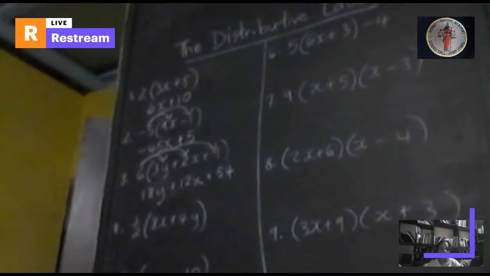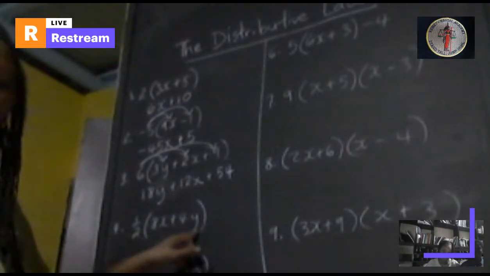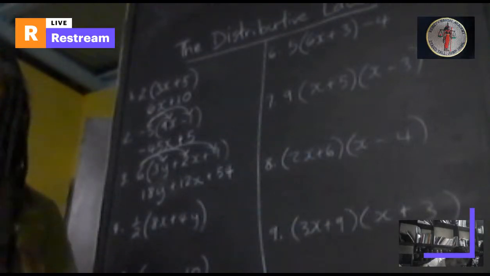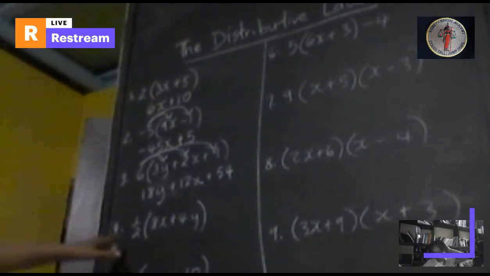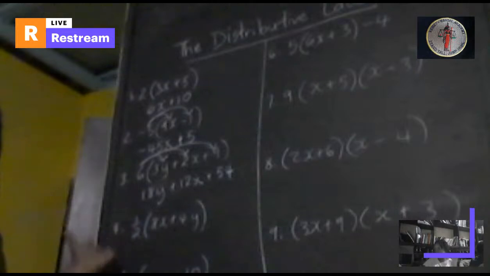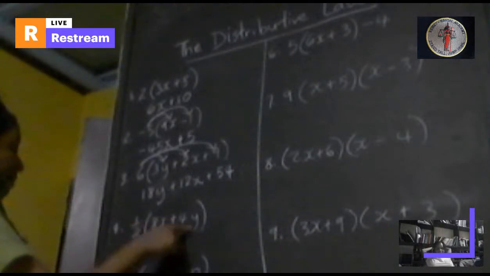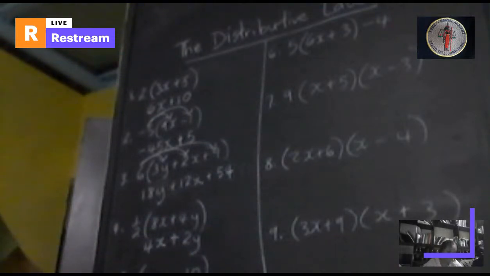Number 4 has fractions. So there's a half, bracket, 8x plus 4y, close bracket. Even though you see a fraction there, some persons get scared if they see fractions or decimals. It's the same principle. We're multiplying a half by 8x. Half of 8 is 4. So a half times 8x is 4x, and a half times 4y is 2y, because half of 4 is 2. So the answer is 4x plus 2y.